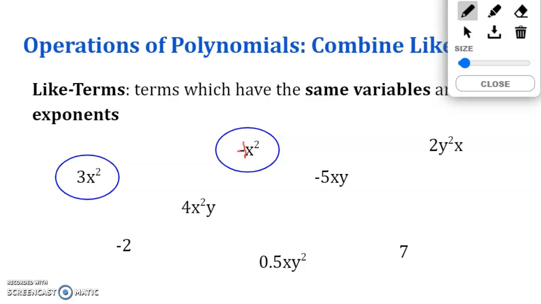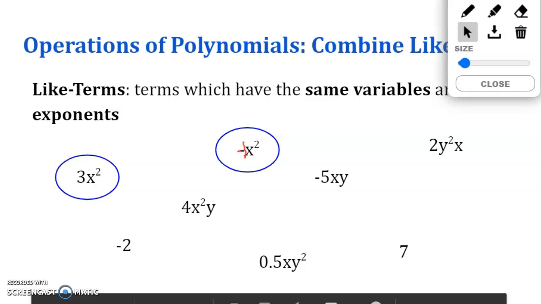Okay, what about this 4x squared y? Well, we have the variable x and we have the exponent of 2. Why is this not a like term? Well, because we have the y attached to it as well. Y is being multiplied to this as well. So we have an extra variable, so these are not like terms. Okay, so then do we have any other like terms that we can combine?